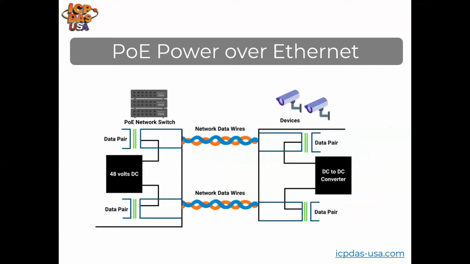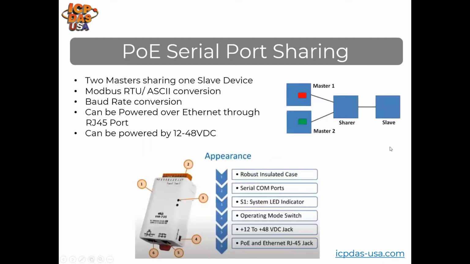Power sourcing equipment delivers a direct current voltage to a powered device over a regular Ethernet cable. In this picture, as I mentioned on the previous slide, there's a power over Ethernet switch, which is powered by a power supply, and the power over Ethernet switch provides power and data through the Ethernet cable.